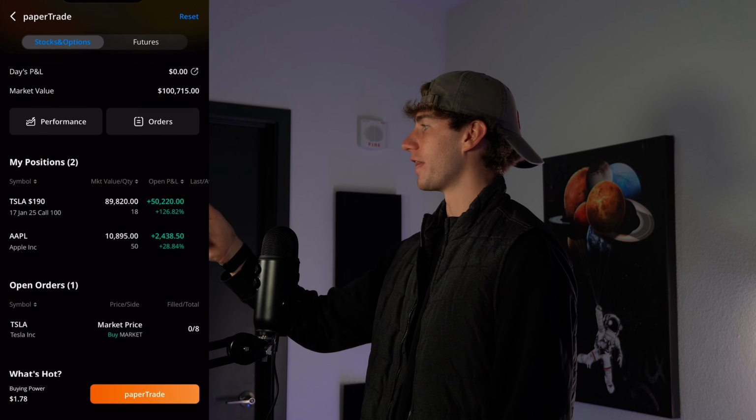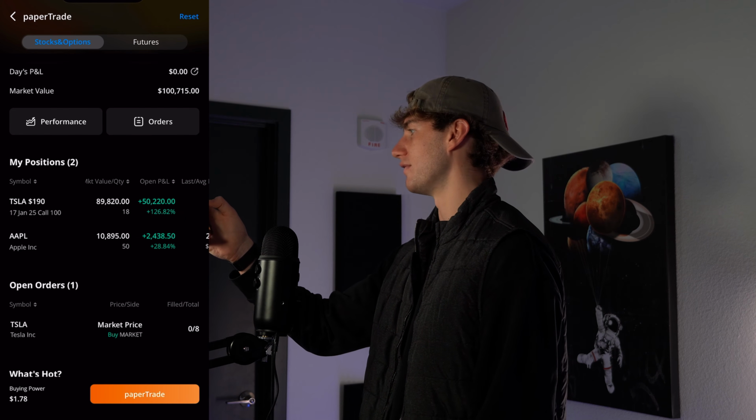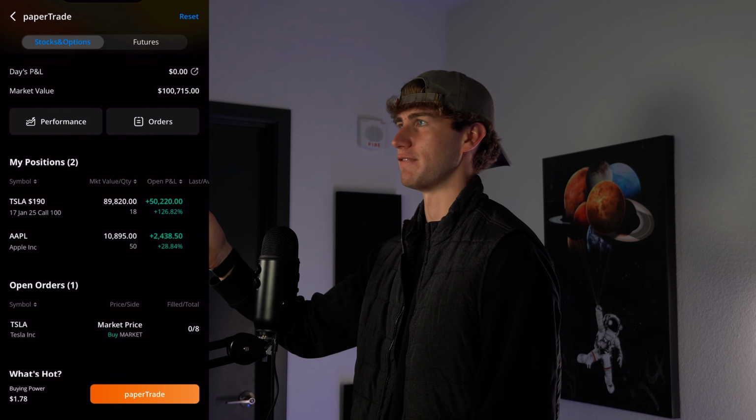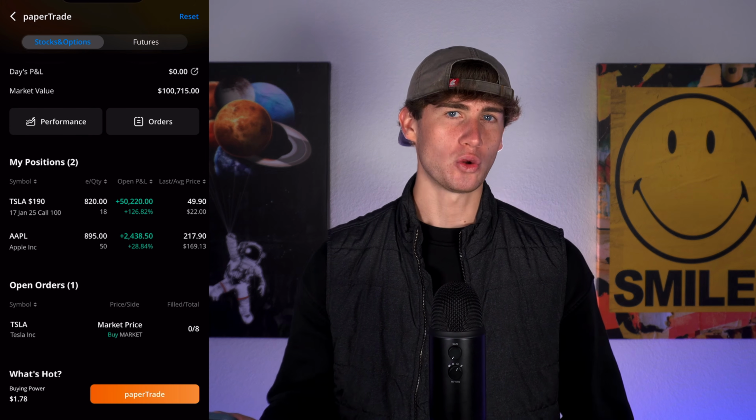Looking at Apple stock, there are 50 shares owned in this account with a total market value of $10,895. So if you were to sell these shares at the exact stock price Apple's sitting at, you'd receive the market value minus really small regulatory fees. To the right is Open P&L. This represents your total gain or loss based on positions you're still in.